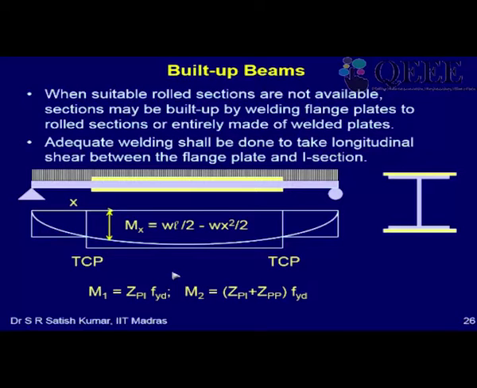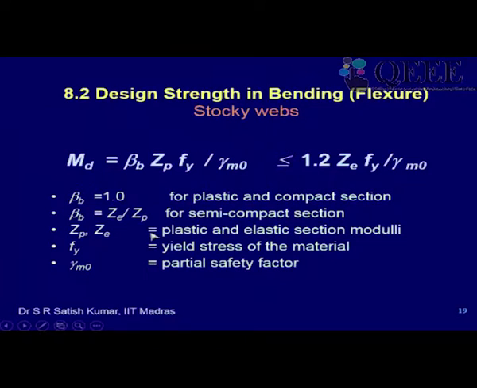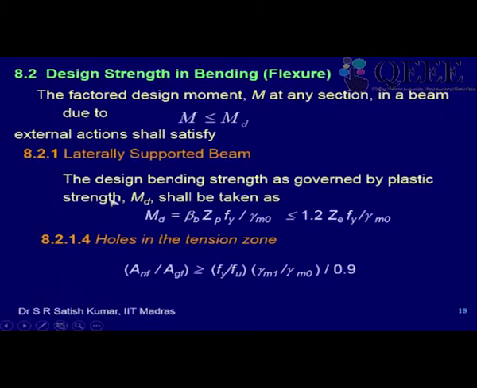Sometimes we calculate a required MP or ZP value for a section. In design, we will be given the bending moment M and asked to choose a section. So MD has to be greater than M. For that, we calculate the required ZP, which will be MD by beta B Fy into gamma M naught. Once I get the ZP, I go to the steel table and choose a section which has ZP more than that.